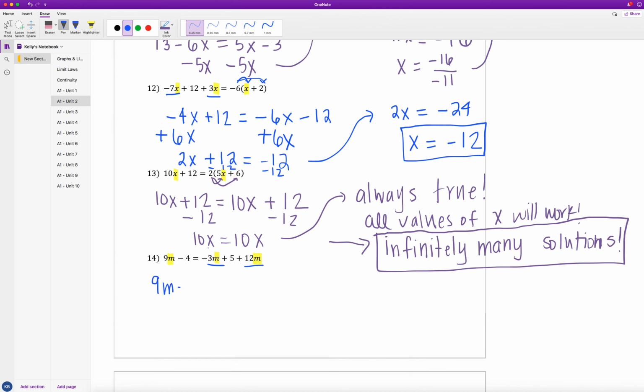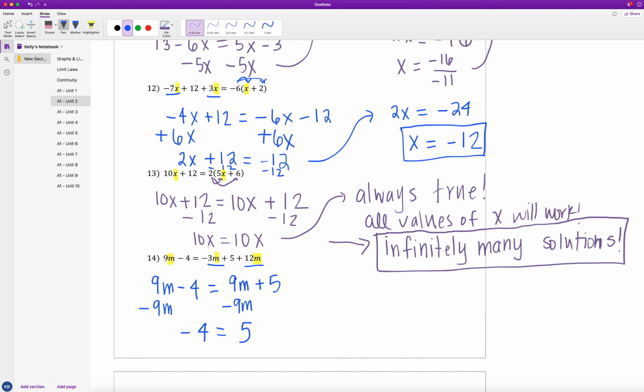So on the left-hand side, I can't combine the 9m and the negative 4, so I'm going to go ahead and rewrite it. But on the right-hand side, negative 3m and positive 12m, I can add together, and I'll get 9m plus 5. Now from here, if I go to solve this, I want to move my variables and combine them, so I'm going to go ahead and subtract 9m. But when I do that, on the right-hand side, they cancel out. That's what I wanted. But on the left-hand side, they also cancel out. And I get left with negative 4 equals 5.